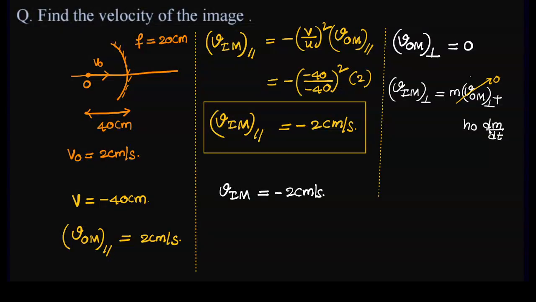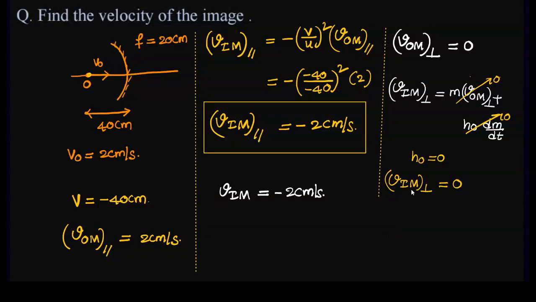What is h naught? It is the height of the object from the principal axis, which will be 0 as it lies on the principal axis. So here the h naught value is 0 now. So that's why this term also becomes 0. So finally, the velocity of image with respect to mirror in perpendicular, how much is this value, tell me now? 0.